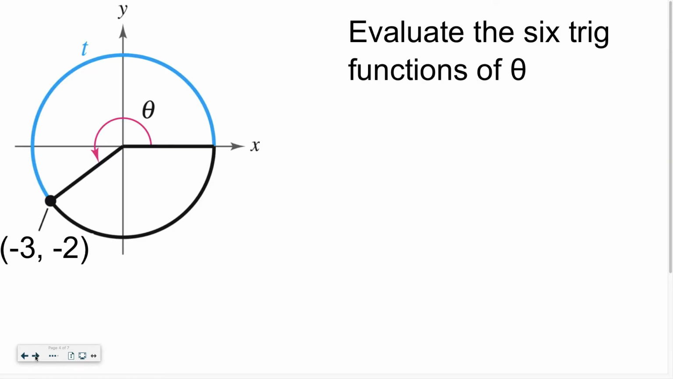Anyway, we're going to do three different types of problems. Okay, here's the first one. Here I have an angle theta, and it looks like the coordinate -3, -2 is on the terminal side of the angle. How about you go ahead and at least somewhat draw the picture? You at least need this angle right here with -3, -2.